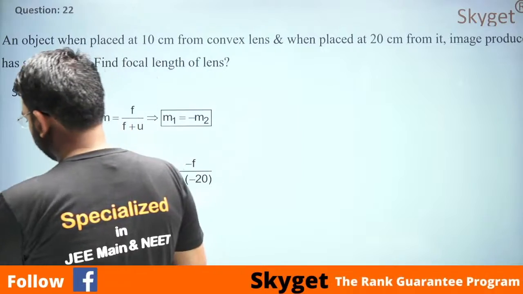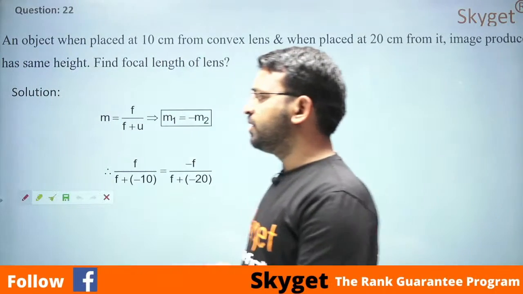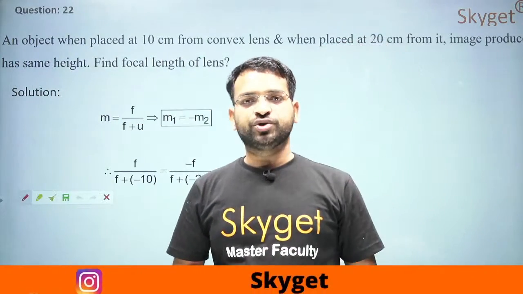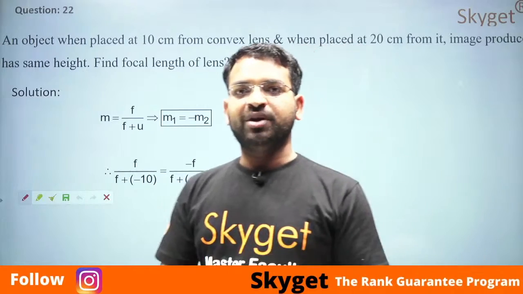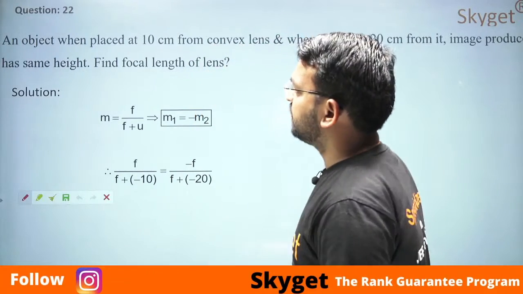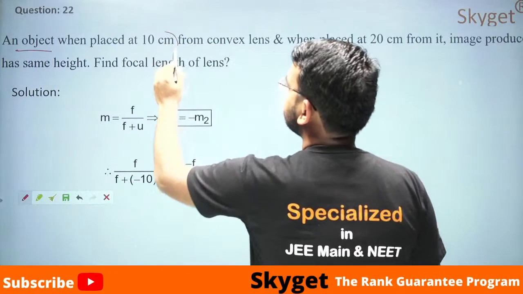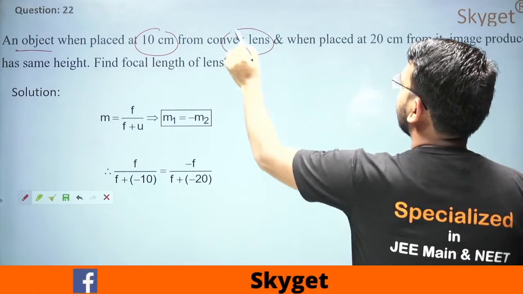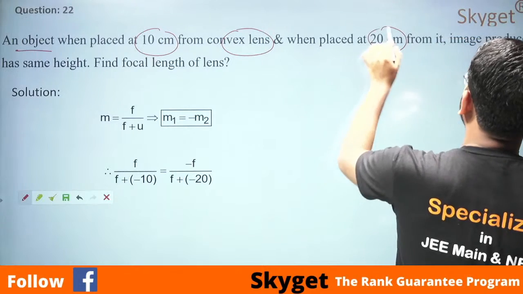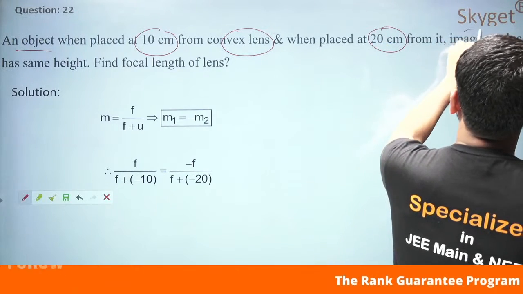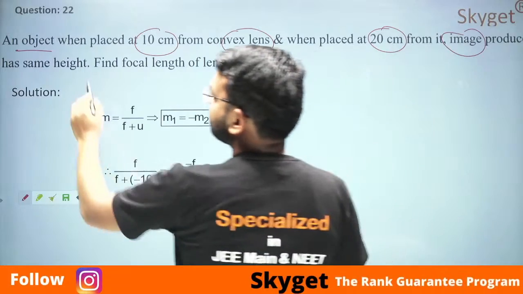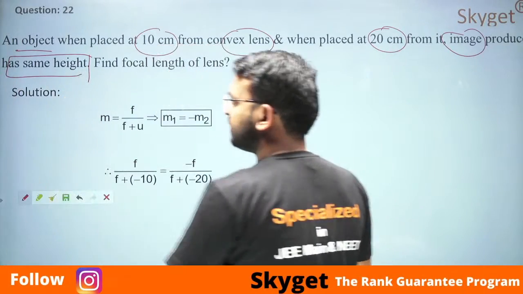Now this is again a very good question which comes, and for a newcomer this question can be quite confusing if you are not familiar with the ray diagram. Now the question is saying that one object is placed at 10 centimeter from a convex lens, and when placed at 20 centimeter from the convex lens, it produces an image of the same height. This is a very good thing.